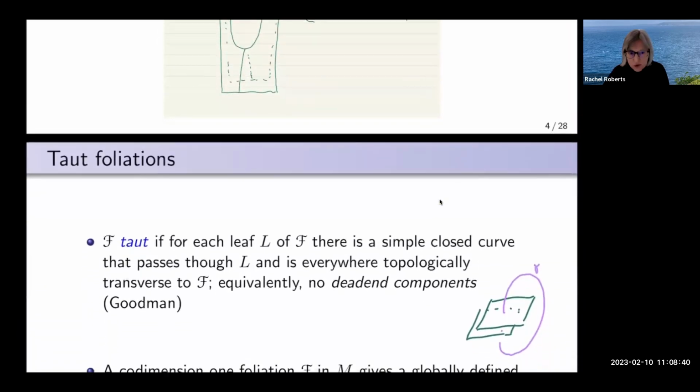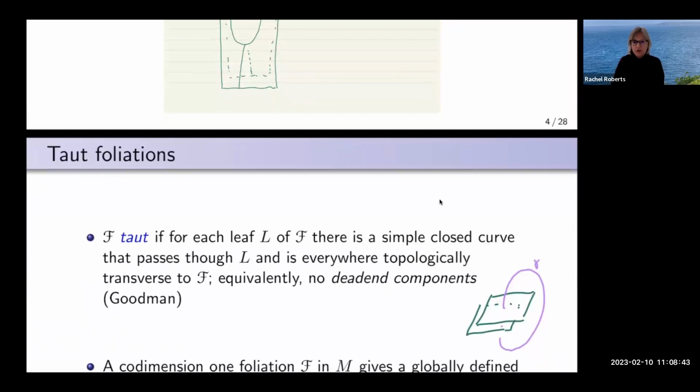So F is taut if for each leaf L of F, there's a simple closed curve that passes through L and is everywhere topologically transverse to F. And equivalently, there are no dead end components. So there isn't a collection of torus leaves. I remember the torus leaves are oriented because my foliation is. And there isn't a homologically trivial collection of oriented leaves.